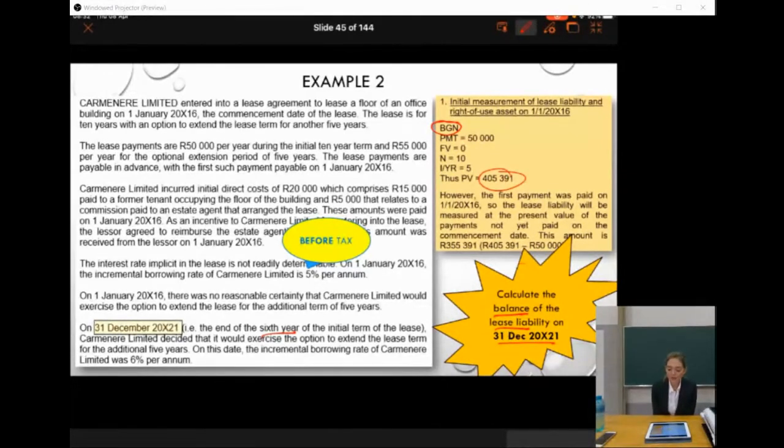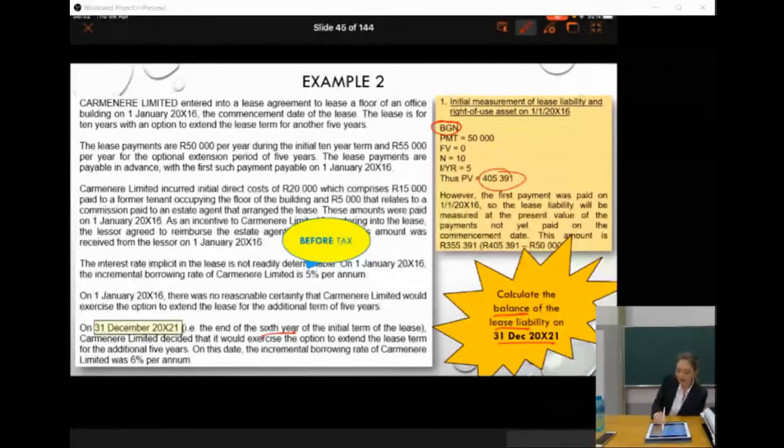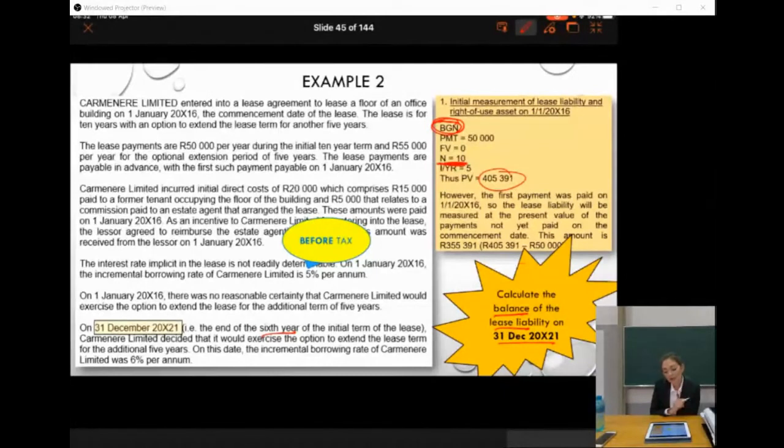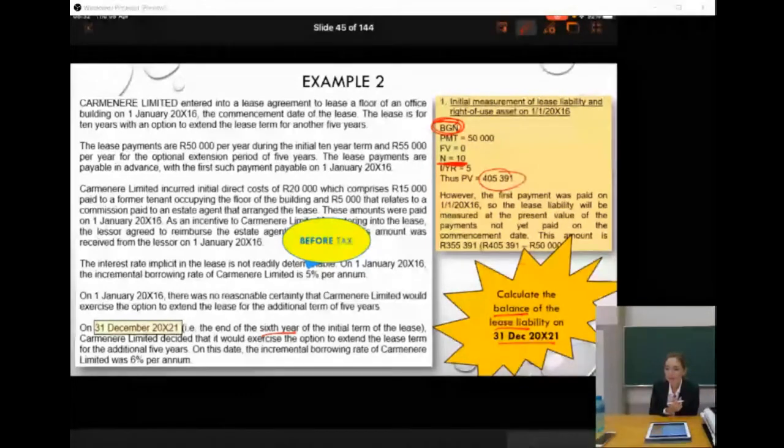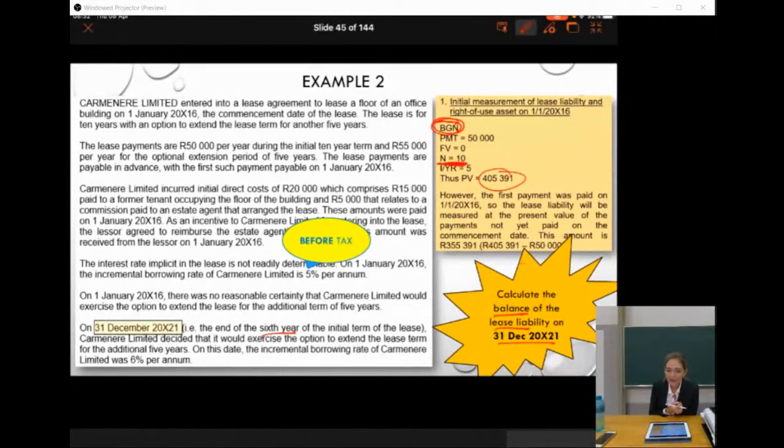Okay, so if you see it as a deposit paid, we treat it as a deposit paid, but remember, by including the N10 over here and the beginning, we are still treating it as a lease payment payable on day one. Good. Okay, so we are able to get to that lease liability balance on 31 December 20X21.